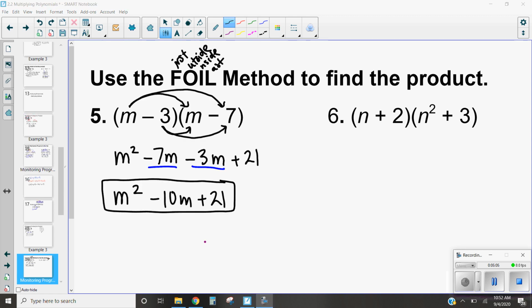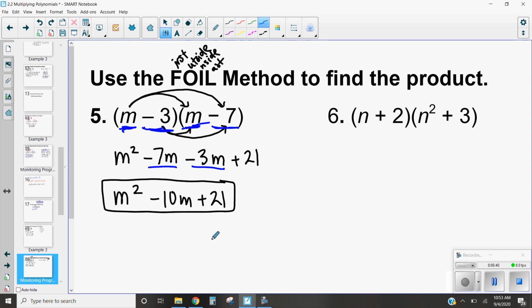Okay, hopefully you had the chance to look over that. Remember, FOIL means first, outside, inside, last. So that's exactly how I multiplied it. I did my first term here, which is m times the m and got m squared. Then I did m times the -7 and got -7m. And then I did my inside, so -3 times m and got -3m, and then the last two and got that 21. Remember, a negative times a negative is a positive. Then we combine those like terms and we end up with m squared minus 10m plus 21.